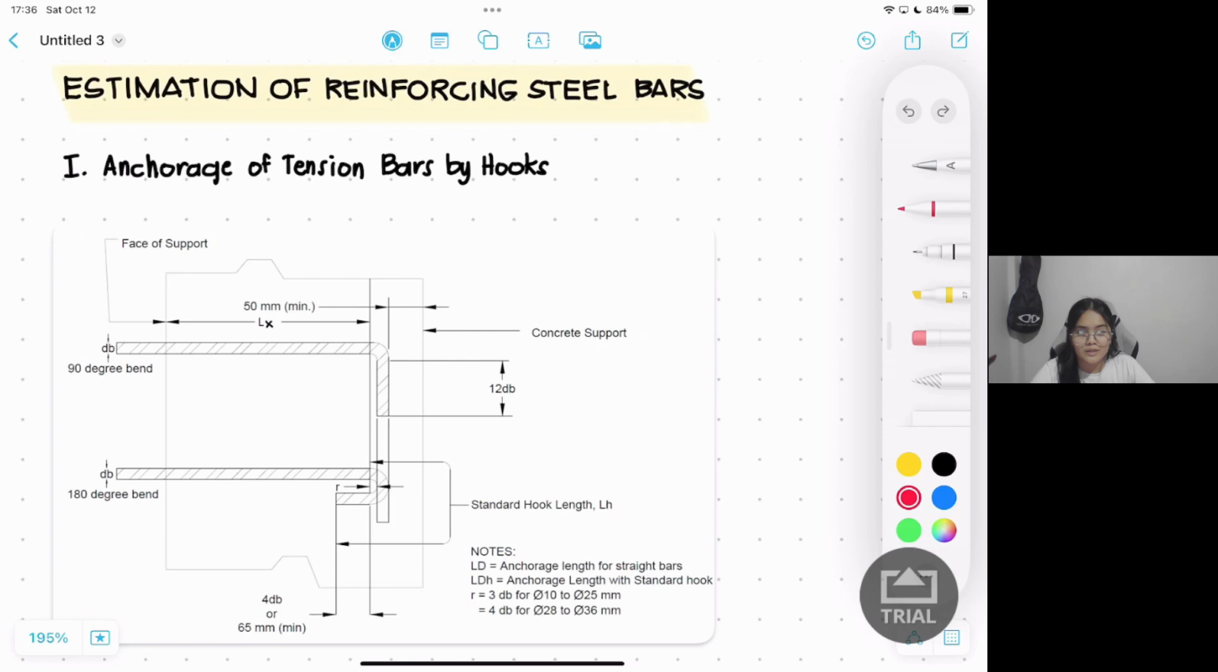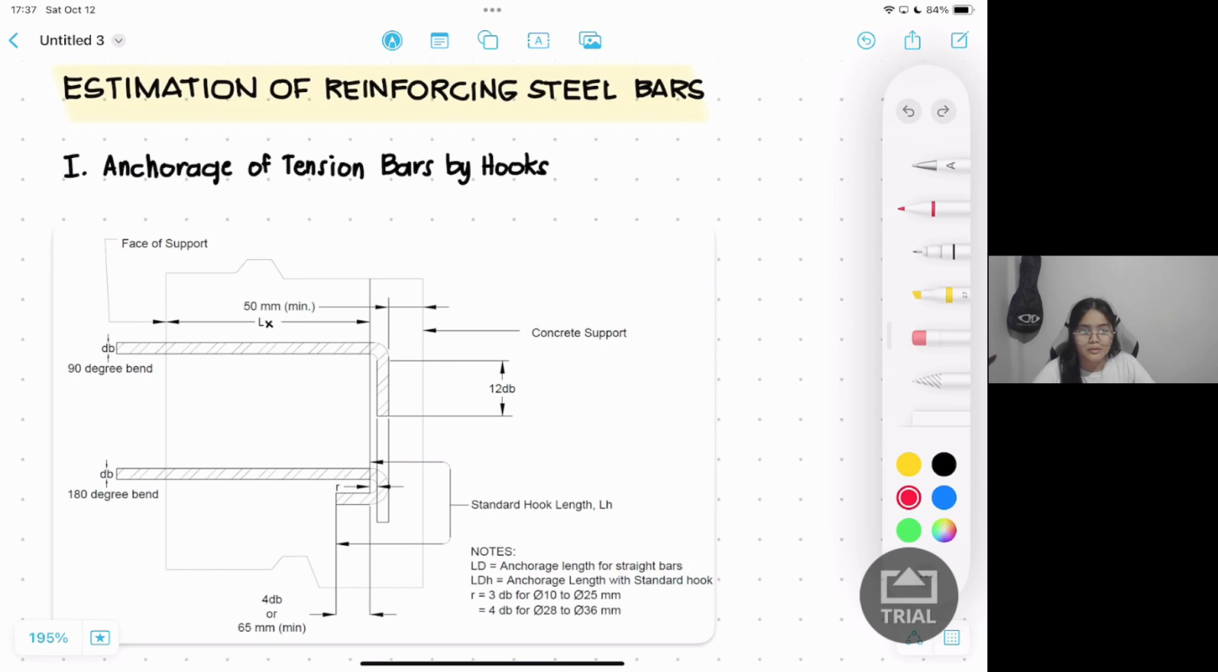Hello everyone! So, ang discussion natin for this video lecture is about estimation of reinforcing steel bars. Okay, so grab your notebooks or your calculator para maka-follow along kayo sa computation natin.